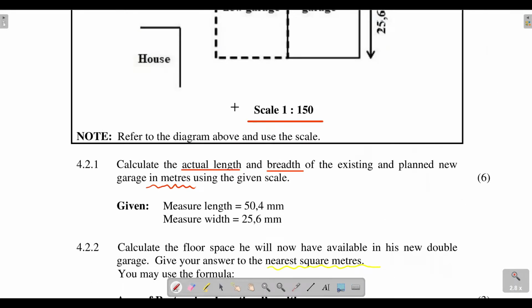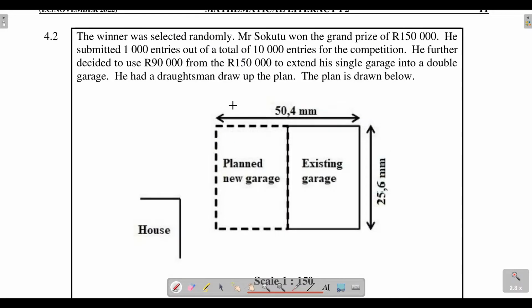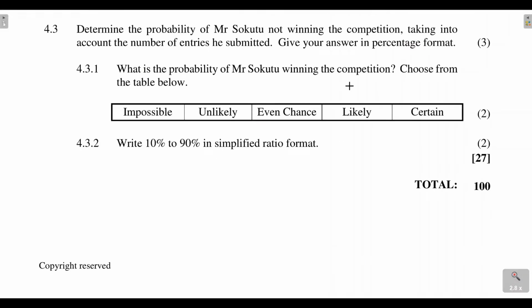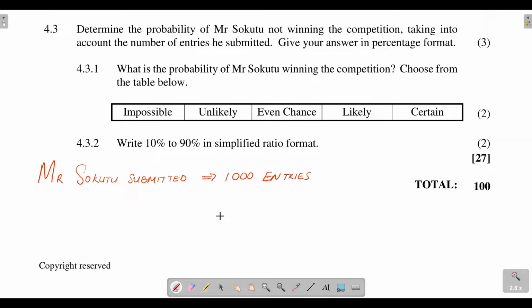So what were we told about Mr. Sekutu and the competition that he entered? Remember, we were told that he submitted 1,000 entries into this competition out of 10,000 entries that were received for the competition. So Mr. Sekutu submitted 1,000 entries, and there were a total of 10,000 entries that were submitted. I did mention that.